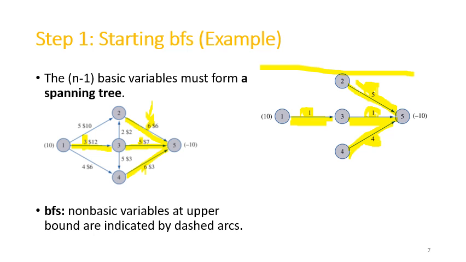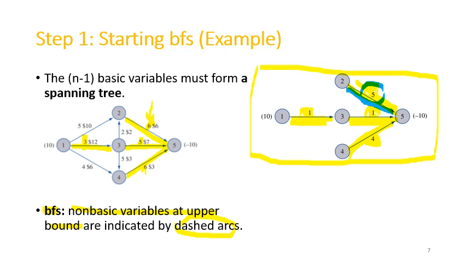Now this figure has shown the basic variables, but what about the non-basic variables? So to complete the basic feasible solution, or BFS, we need to draw the non-basic variables at the upper bound using dashed arcs. So think about it. If you have a flow of 5 going from 2 to 5, where does this 5 come from? It should come from here, right? Otherwise, how can you send something from 2 to 5 if nothing goes into 2?